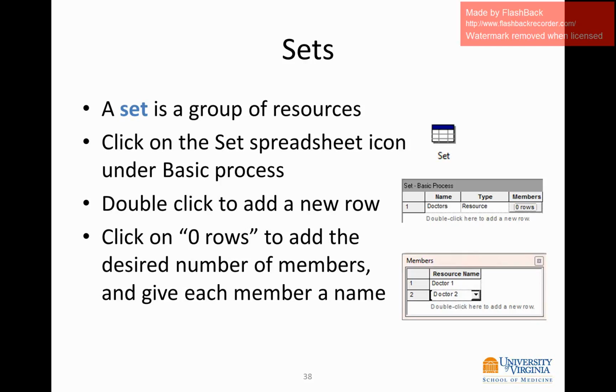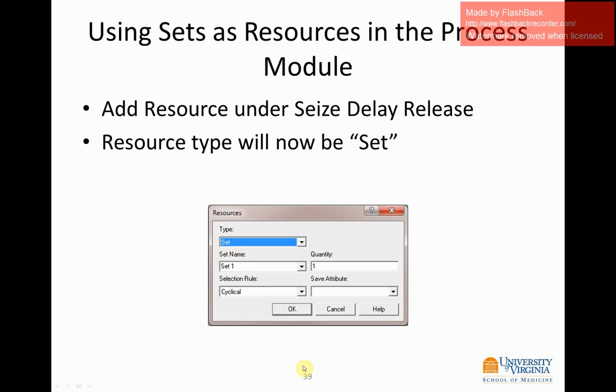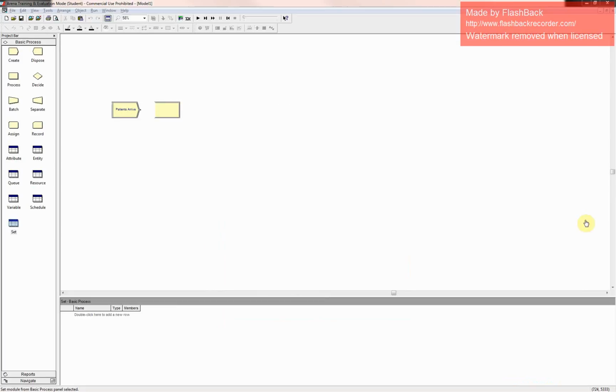The way you do this is go to the set basic process spreadsheet button, double click to add a new row to add a new set, and then click on 0 rows to add a desired number of members to the set and give each member a name. And then, once you've set up the set, you can then change your resource use under that. So let's take a minute and set up this set, and then I'll show you how you use a set for the resource.